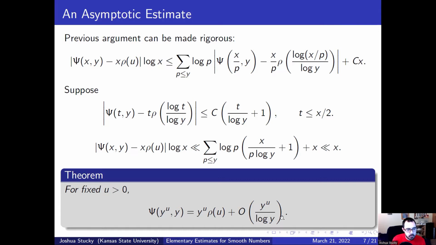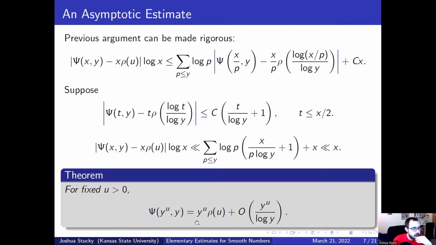I should have a +1 in here in case u is 0. But if u is 0, go do something else with your life because you're not doing interesting mathematics. So u is positive here, and it will be for us pretty much always. And so the function that counts the y-smooth numbers up to x, which is just y to the u. So here, u being fixed, I can write everything in terms of y and u. It is genuinely x rho of u plus some smaller order error term. And it continues to be like that for any fixed value of u, not just for u between 1 and 2 like we had it before.